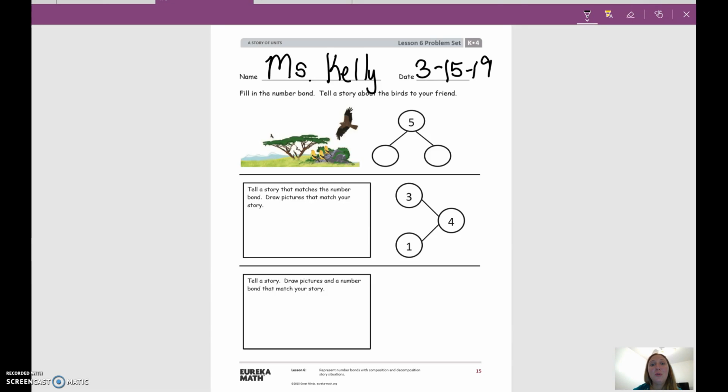I bet you guys had great stories. Let's finish our number bond for this part of the problem. I see 3 birds on the rock and 2 eagles flying. There are 5 birds all together. Look, I completed my number bond. All right, now I see another number bond below. It says, tell a story that matches the number bond. Draw pictures that match your story.